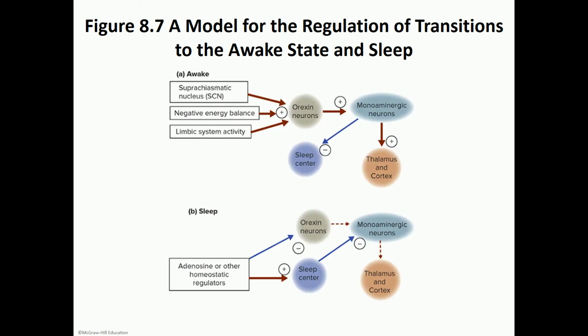Now, this is a model that explains how we wake up or how we stay awake and how we fall asleep. So the part on the top is awakeness, and the part of the story on the bottom is sleep. We'll start with the awakeness. Again, your whole aim of staying awake would be to stimulate the monoaminergic neurons. Those make, again, your norepinephrine, serotonin, and histamine, and that would lead to the stimulation of the thalamus and the cortex. So how do we keep these monoaminergic neurons going?